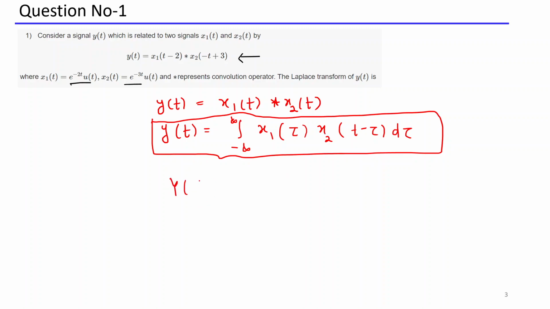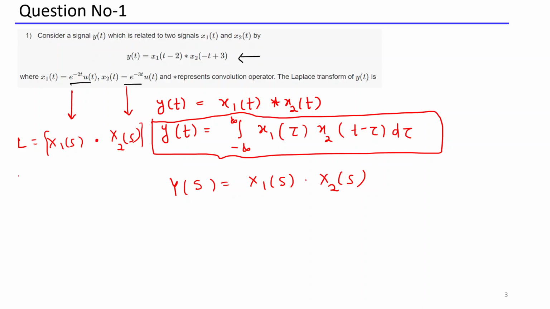So in that case, Y of s is given as X1 of s multiplied by X2 of s. So you need to find the Laplace transformation of this. Here is X1 of s, here is X2 of s. Now you need to multiply these two signals, find the resultant signal, and take the inverse transformation to find Y of t. Okay, this is the Laplace transformation.